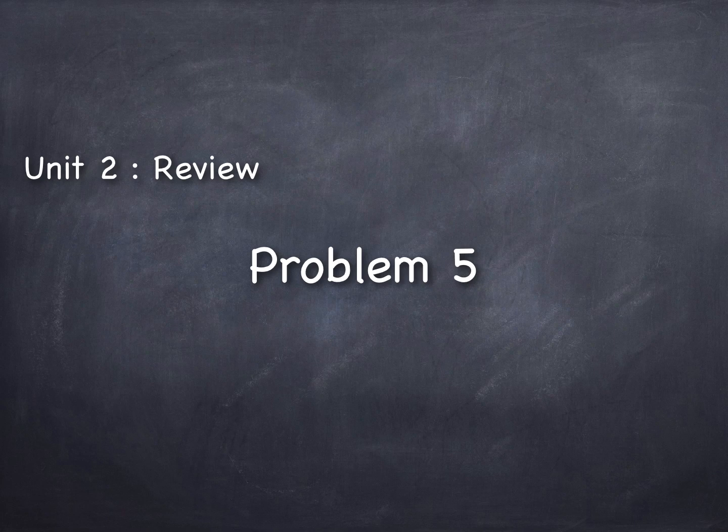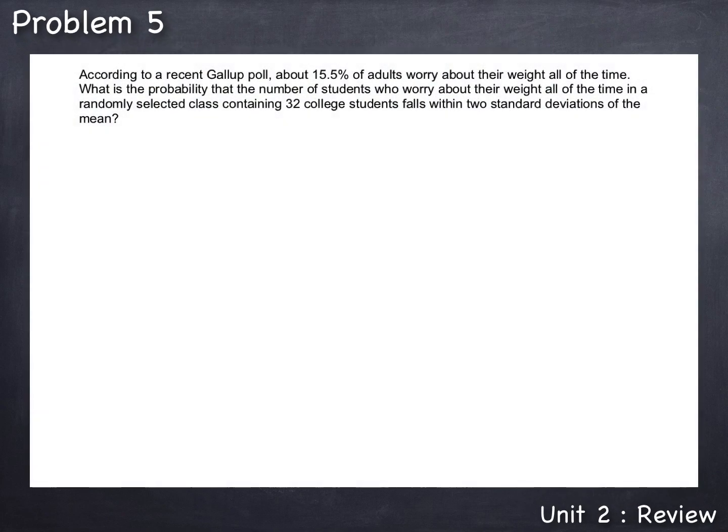Unit 2 Review, Problem 5. According to a recent Gallup poll, about 15.5% of adults worry about their weight all of the time. What is the probability that the number of students who worry about their weight all of the time in a randomly selected class containing 32 college students falls within 2 standard deviations of the mean?